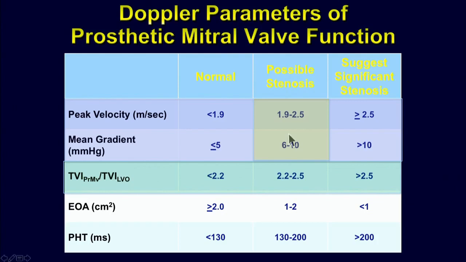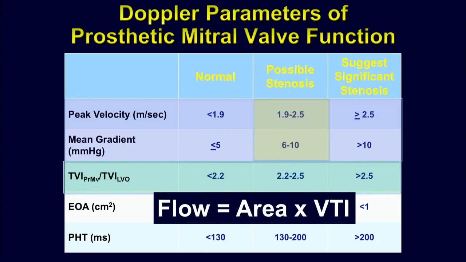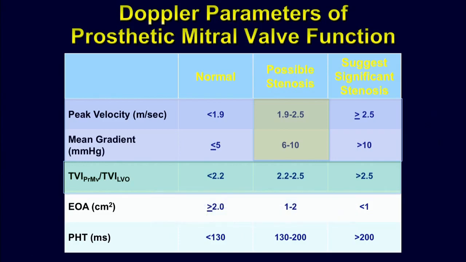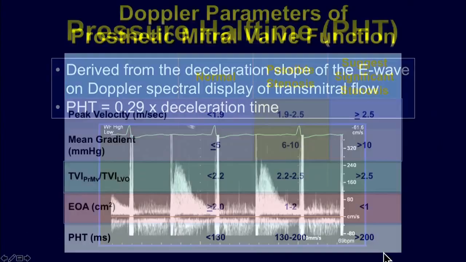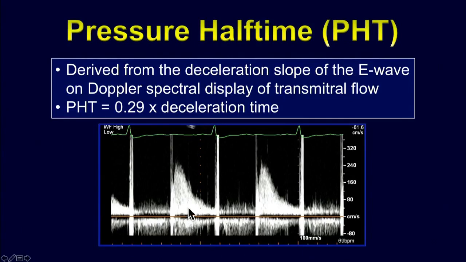So here, a TVI ratio, say over about 2.2, would be abnormal. So why would that be? If flow is equal to area times the TVI, then the TVI is increased either because the area is low or flow is increased. So we need to then look at other things such as the orifice area and concepts of the pressure half-time. Remember the pressure half-time, it is derived from the deceleration slope of the E wave on the Doppler spectral display here of the transmitral flow.